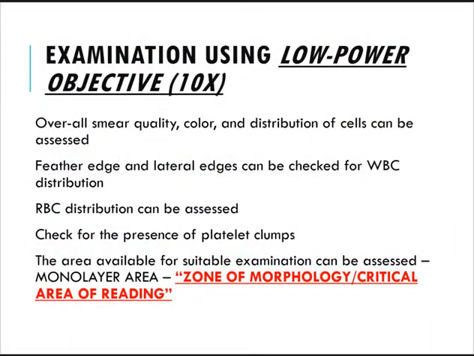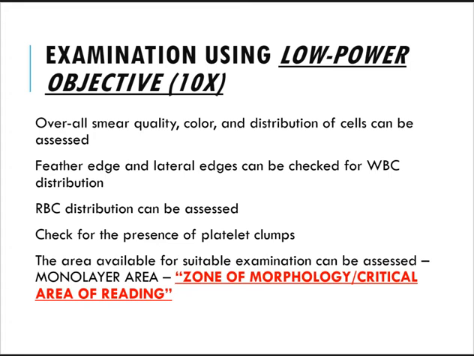Okay. Next, we have your examination using your LPO or your low power objective, 10x. So overall smear quality, color, and distribution of cells can be assessed. Now, feather edge and lateral edges can be checked for WBC distribution. RBC distribution can be assessed, the different types of clumps lying singly. And then you have to check for the presence of platelet clumps.